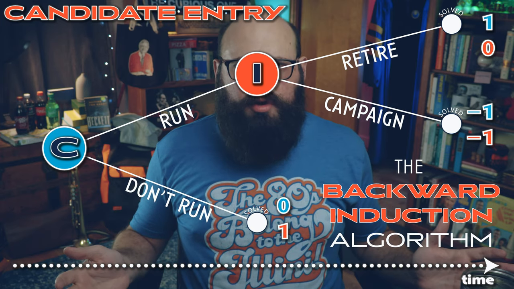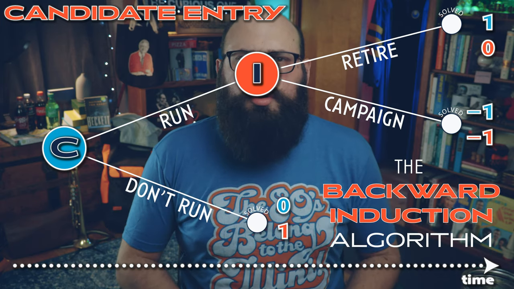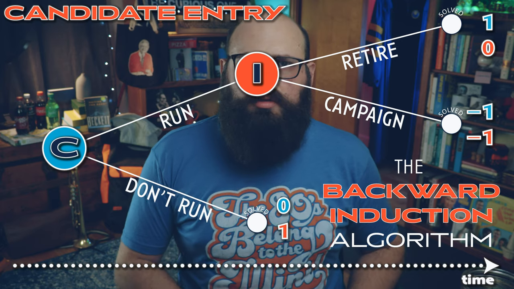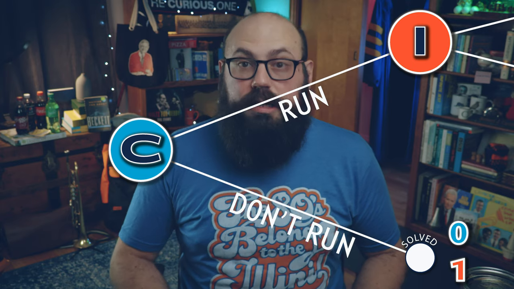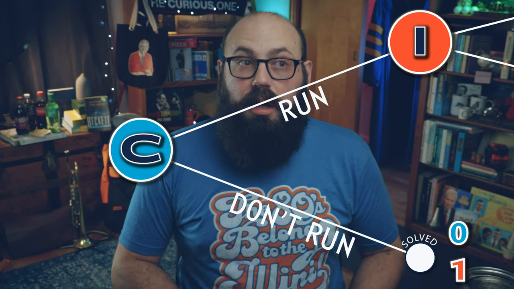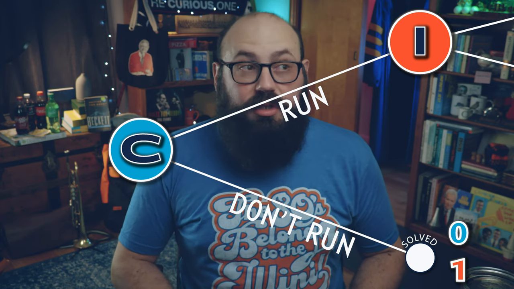So we've got two decision nodes left, right? We've labeled all three terminal nodes solved, and we've got two decision nodes left. The challenger's decision node is followed by the terminal node of the status quo, which is solved by definition, and the incumbent's decision node, which is not solved.